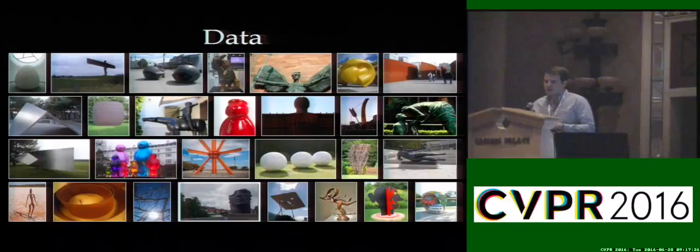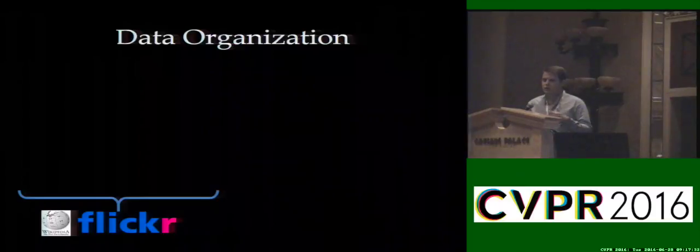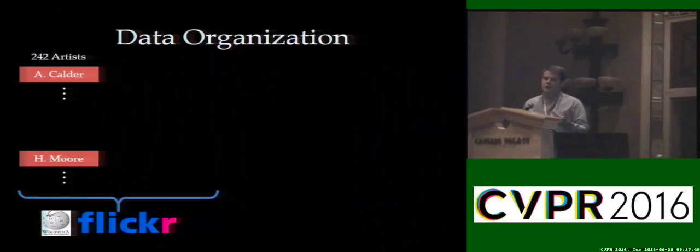But what's more important than just having these images labeled is that they're also organized. In particular, we have a hierarchy which we've extracted in a semi-automatic fashion from Wikipedia and Flickr using text processing. And at the first level of this hierarchy are artists.